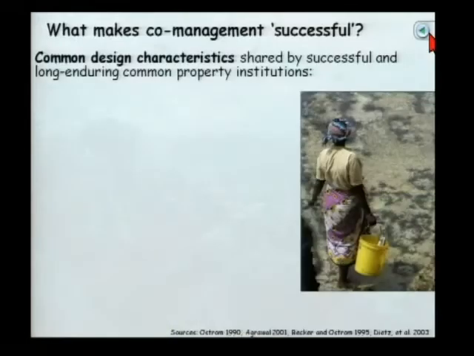So 2 main elements are thought to influence the success or failure of common property arrangements such as co-management. This includes the actual design or the architecture of the institution itself and the socioeconomic context within which this institution operates in. So for the first, to facilitate cooperation and avoid free riding, there are specific institutional design principles that are thought to create credible commitments that resource users will follow the rules.